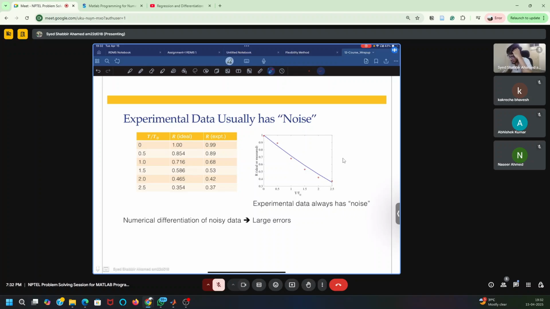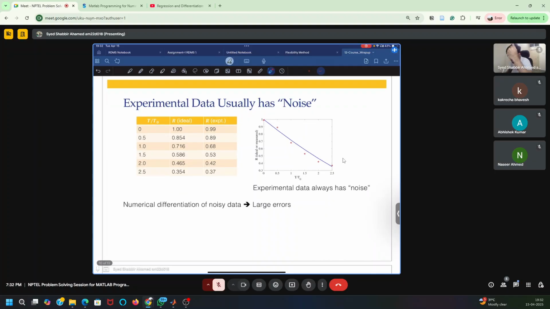values. When we do regression, we try to minimize the noise. If you know regression, you will know that we try to minimize the sum of least squares. So that is one way of reducing the noise.